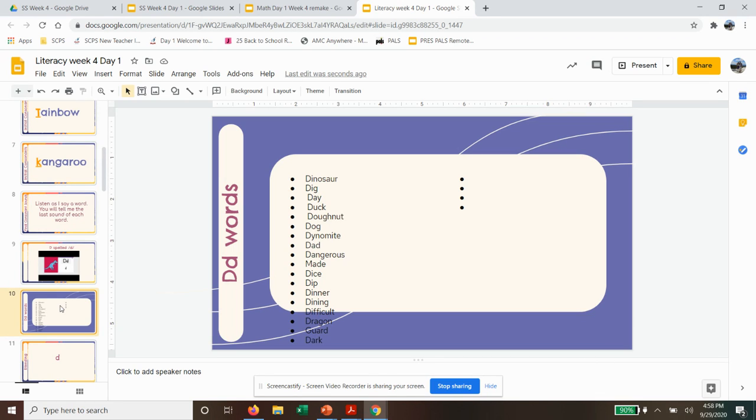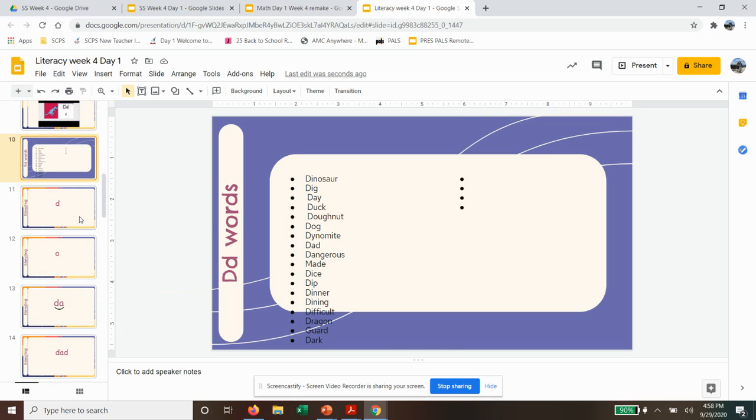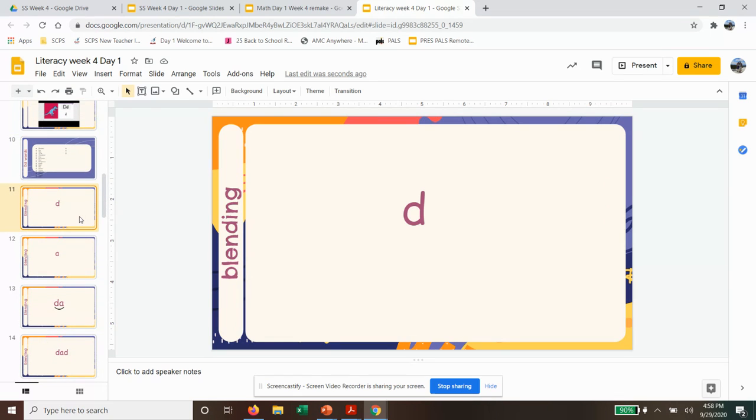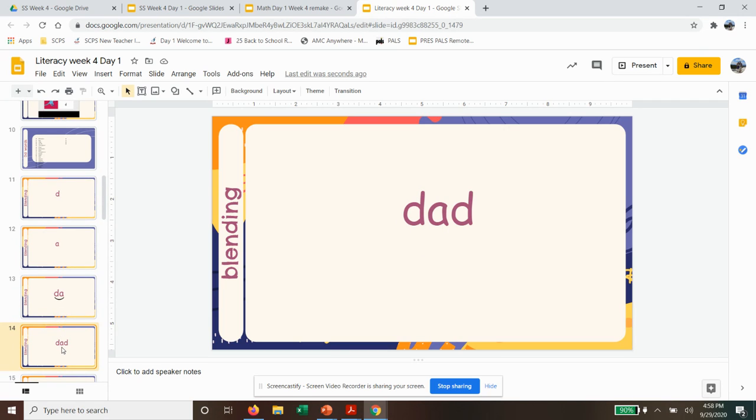D, dinosaur, D. Then we thought up different words that made the D sound, like dinosaur, dig, day. Then we started blending today. So we started to add D, D. Then we introduced a. Then we put it together, da. And then we put another D there, which was dad.